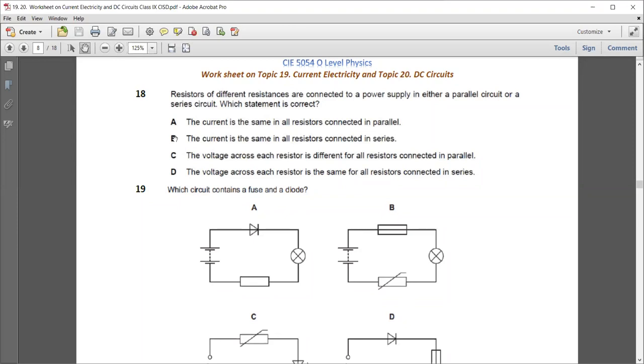The current is the same in all resistors connected in series. So already you got this information, right? In the previous question.